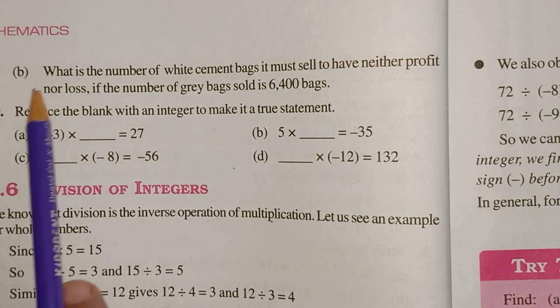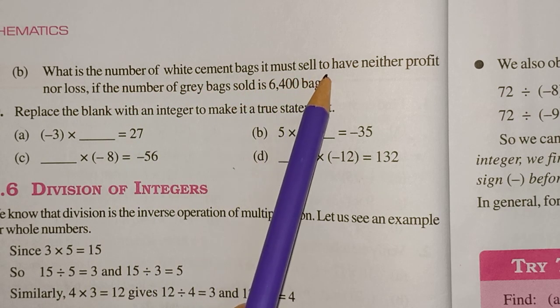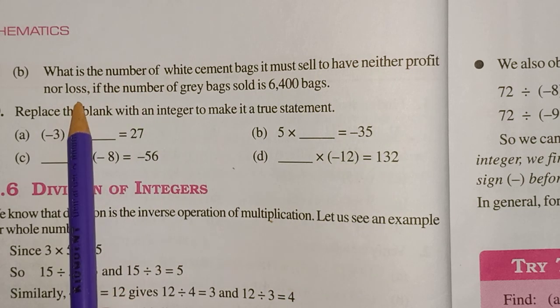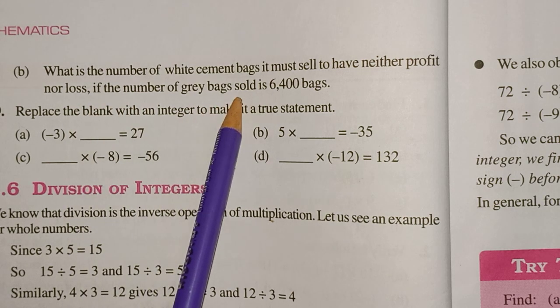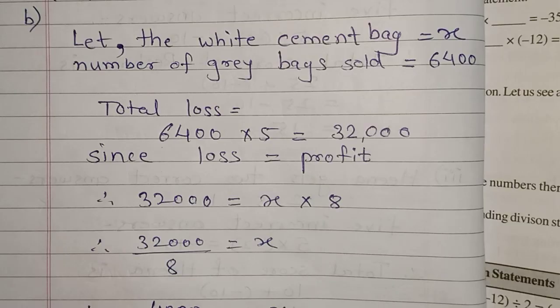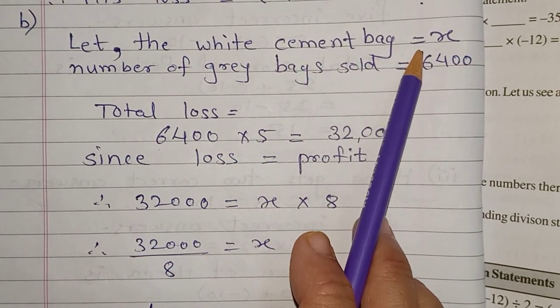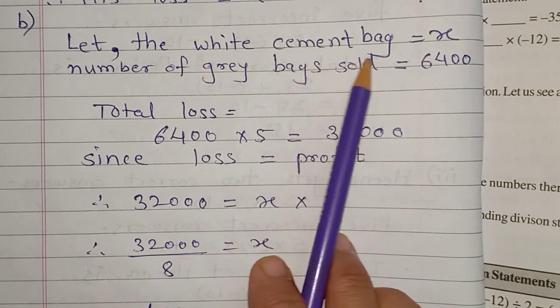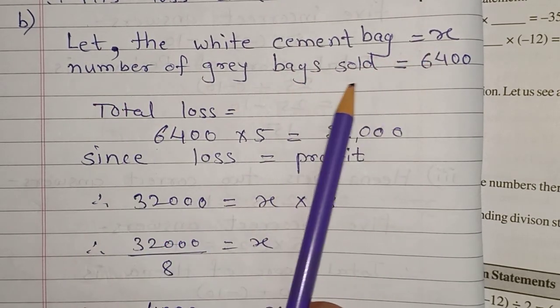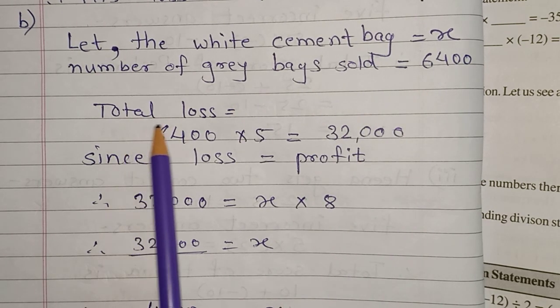Question number 8 part B. What is the number of white cement bags it must sell to have neither profit nor loss? Neither profit nor loss means profit is equal to loss, if the number of grey bags sold is 6400 bags. Now let the white cement bags sold be X, and the number of grey bags sold is equal to 6400. Now let's find out the total loss.